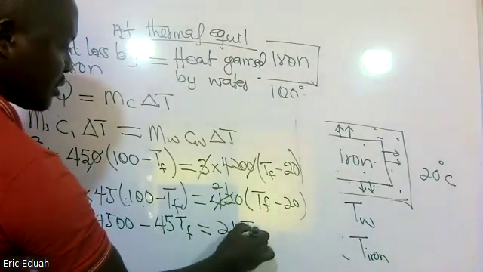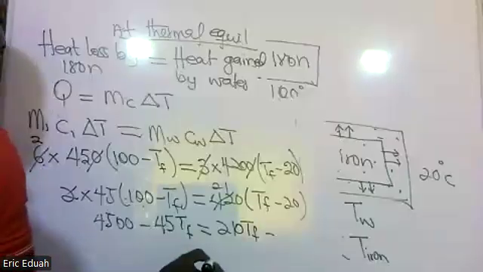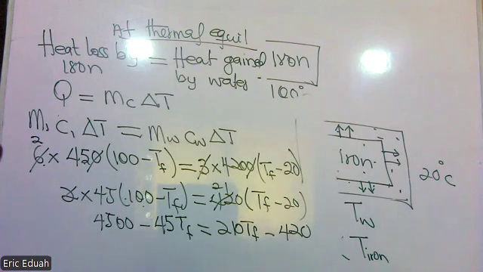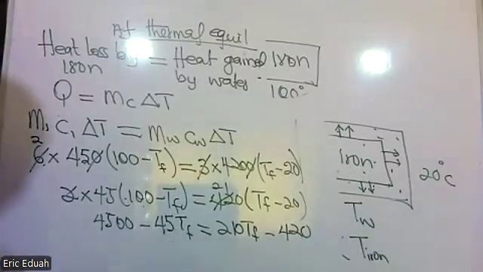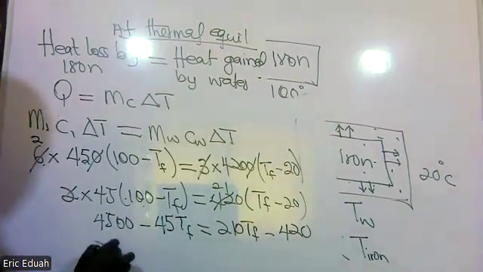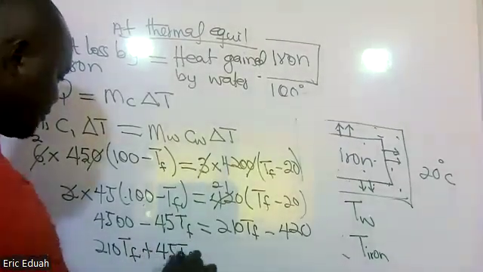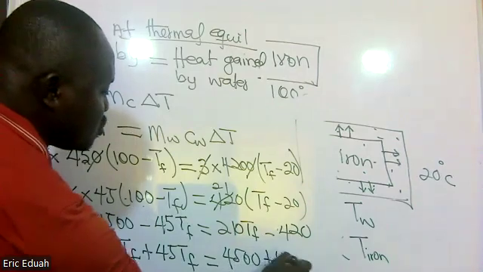is equal to 210 TF minus 21 by that 420. Correct? Is that correct? Yes, please. Okay, so group the like terms and then find TF for me. So when we group like terms, we have 210 TF plus 45 TF is equal to 4500 plus 420.